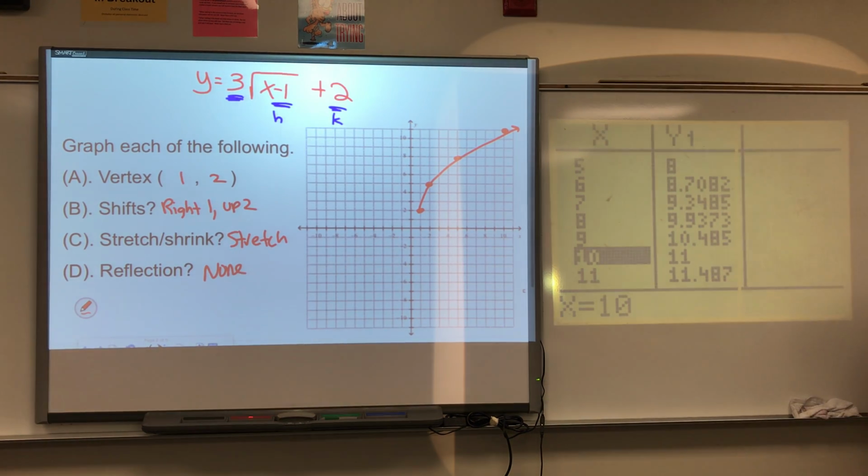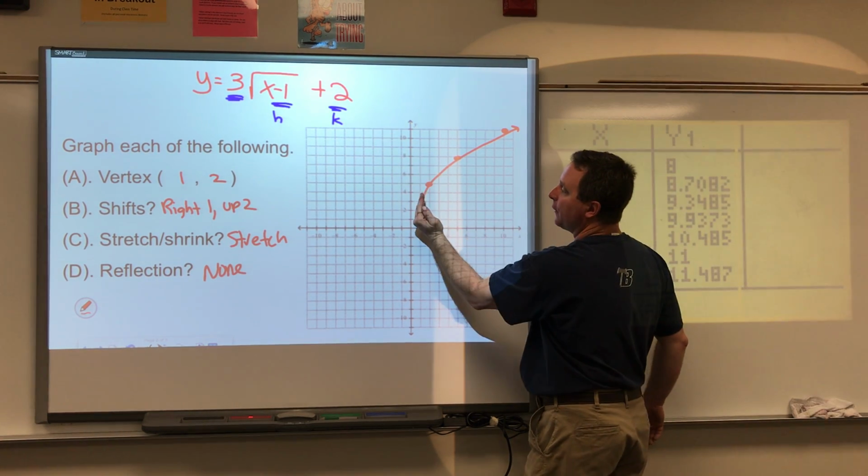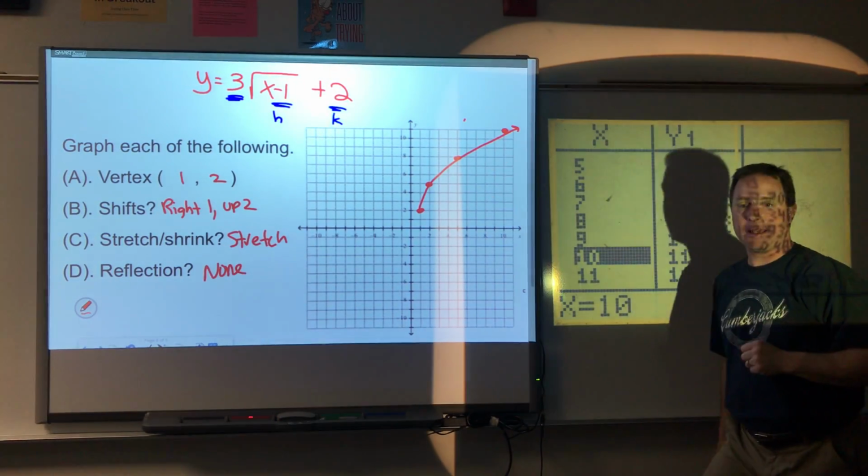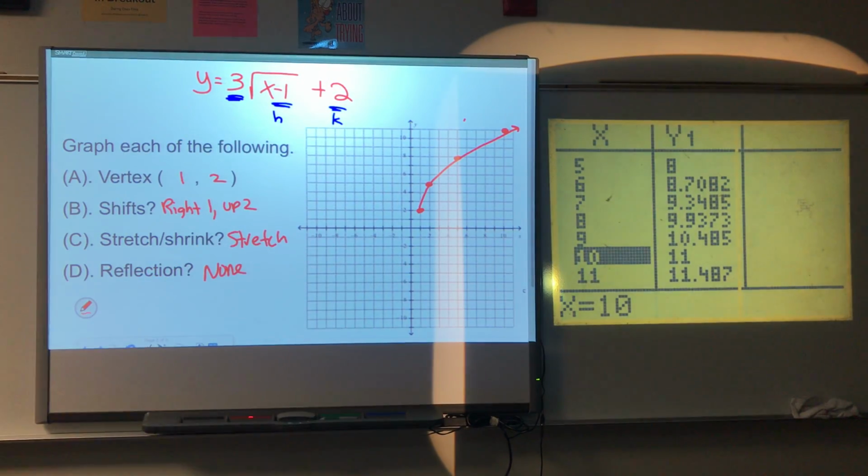Okay. And what does a stretch do? A stretch makes it steeper. It arcs it higher. If I had a 4 out there, it'd be higher yet. A 5 would be higher yet. A 6 would be higher yet. Okay. But there's a look at the graph of a square root function with the a, h, and the k all in it.